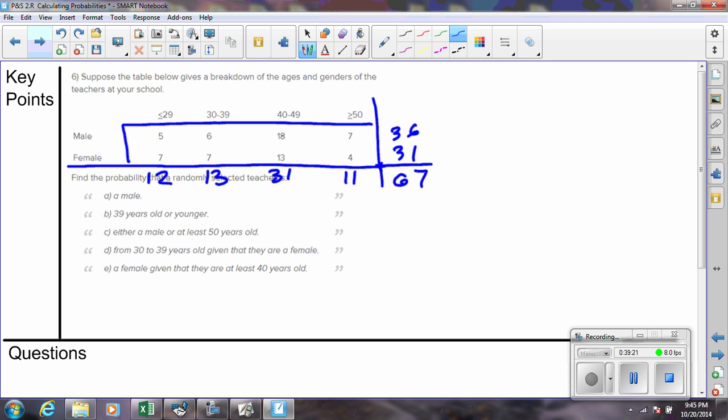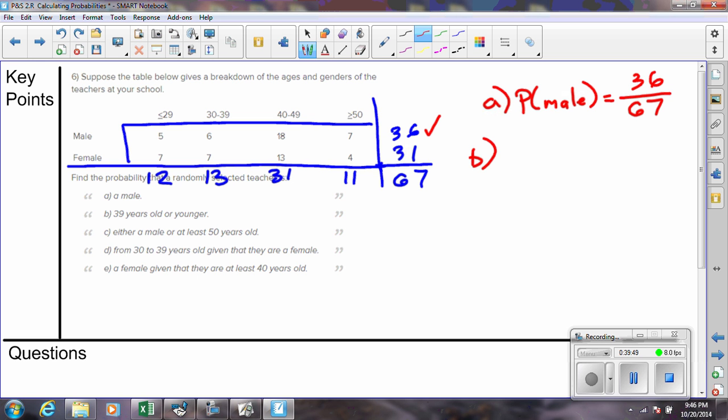Why did we go through and do all that stuff? Well, we needed it so that we could get the total. For part A, the probability that we have a male teacher, well, how many total male teachers are there? Add up the row, and you get the total number of successes for men, out of how many total teachers? 67. And part A is done.